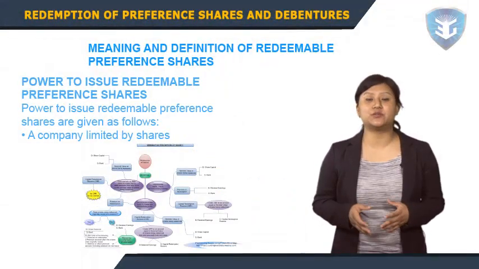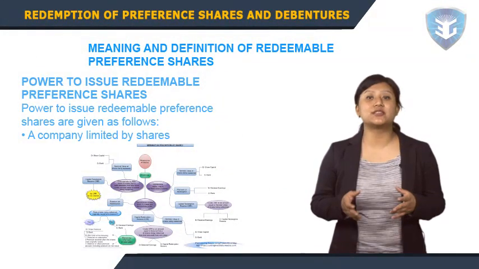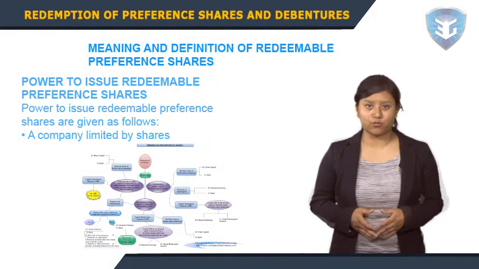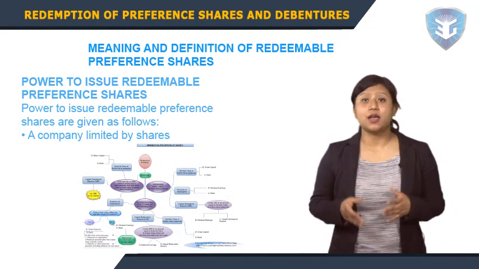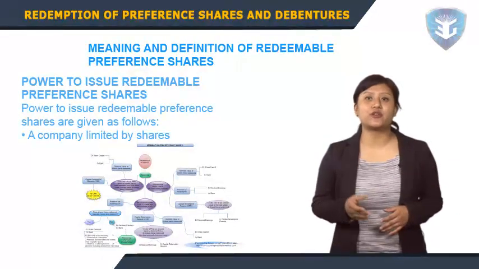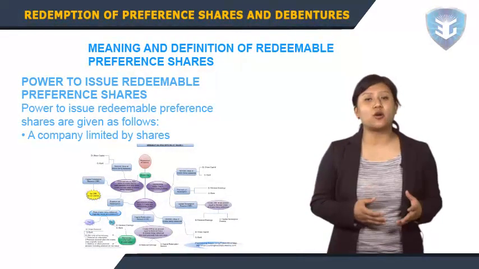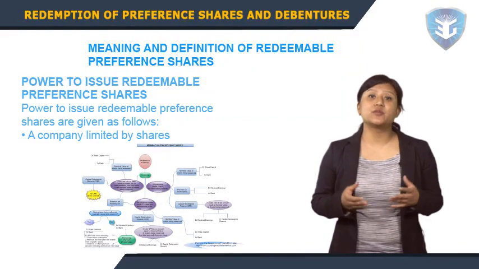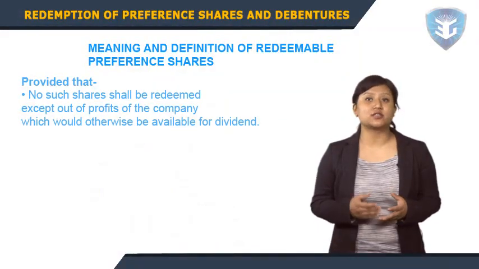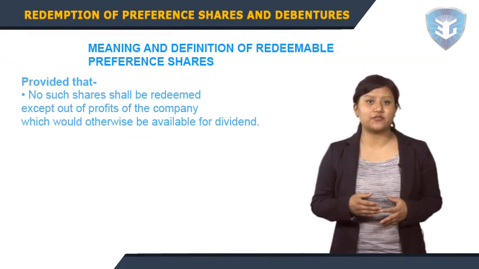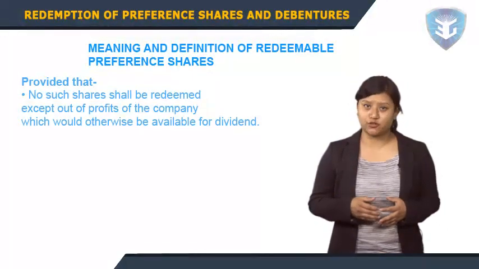Power to issue redeemable preference shares. Power to issue redeemable preference shares is given as follows. A company limited by shares may, if so authorized by its articles, issue preference shares which are, or at the option of the company are to be liable, to be redeemed, provided that no such shares shall be redeemed except out of profits of the company which would otherwise be available for dividend, or out of the proceeds of a fresh issue of shares made for the purpose of the redemption.